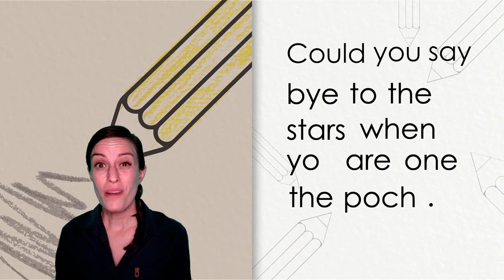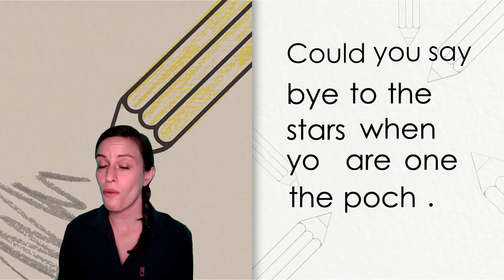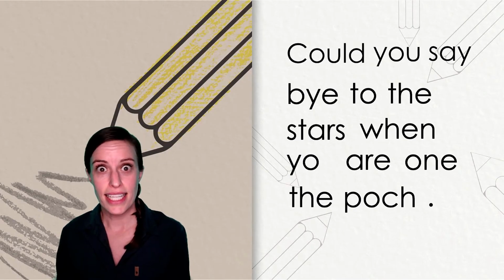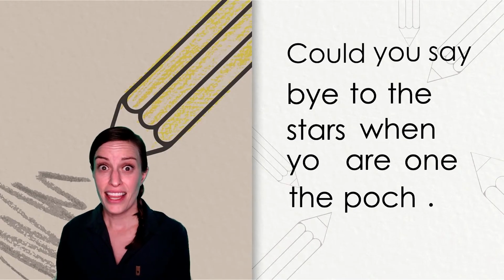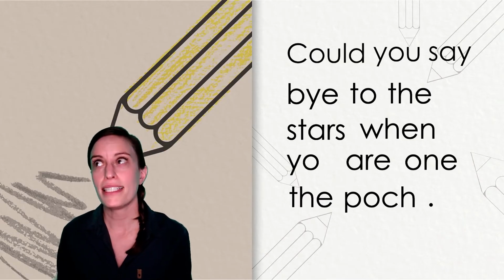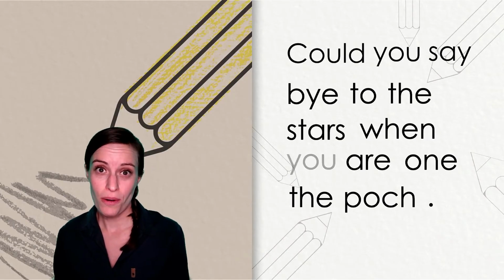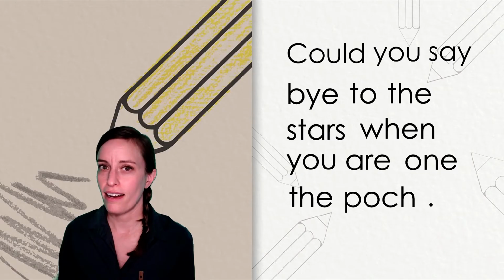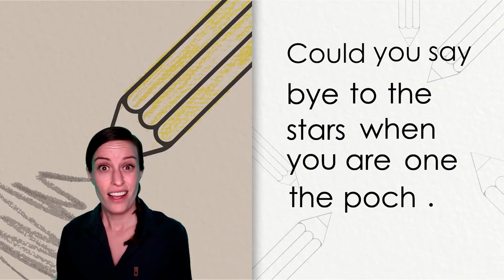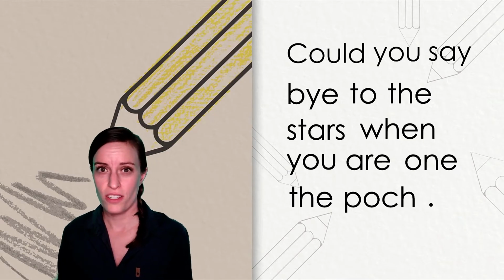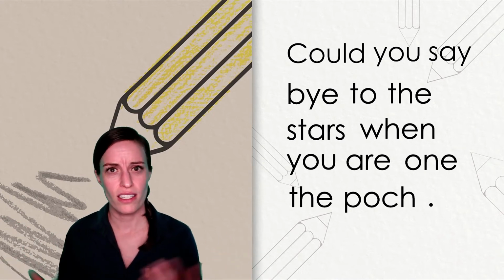When we write, we should always double check to make sure that we have spelled our high frequency words correctly. In this sentence, I notice that the word you is missing the letter U. That's why I have been reading the word yo. But if we add that U, it looks a lot better. And it sounds right. Could you say bye to the stars when you are won the potch? Wait, when you are won the potch?